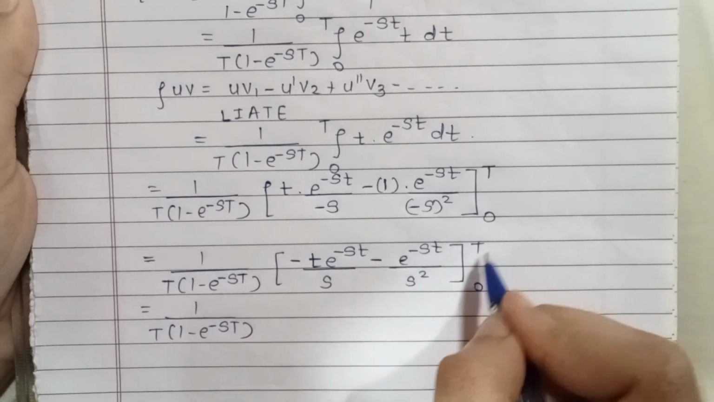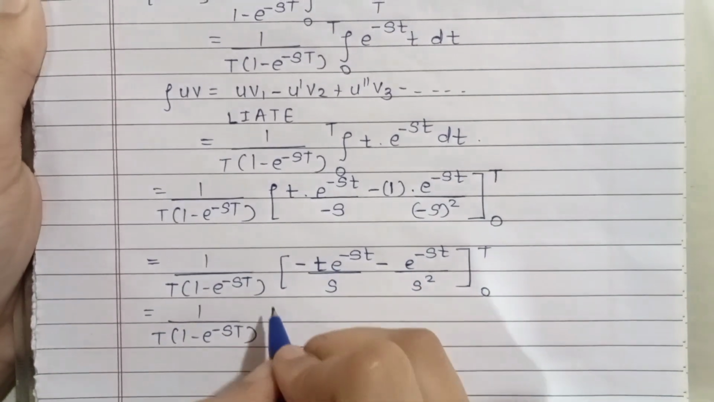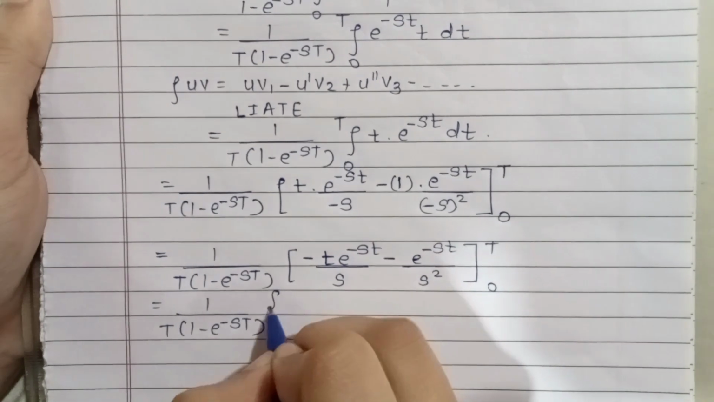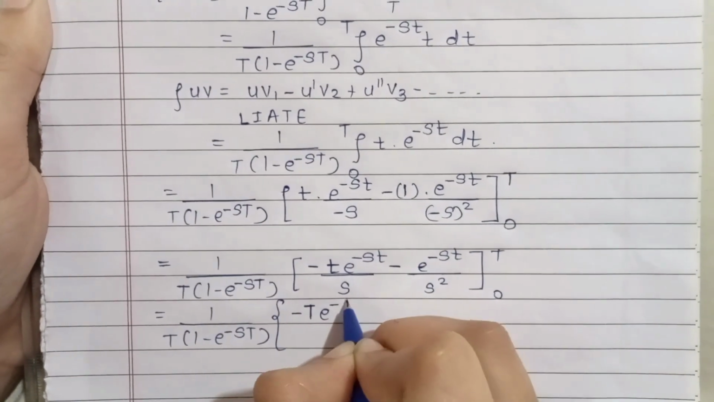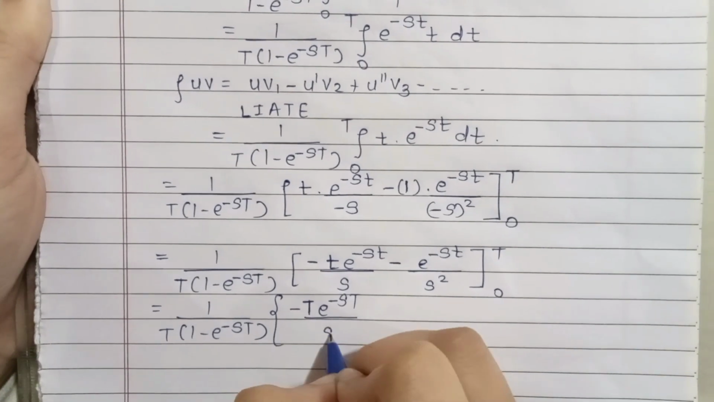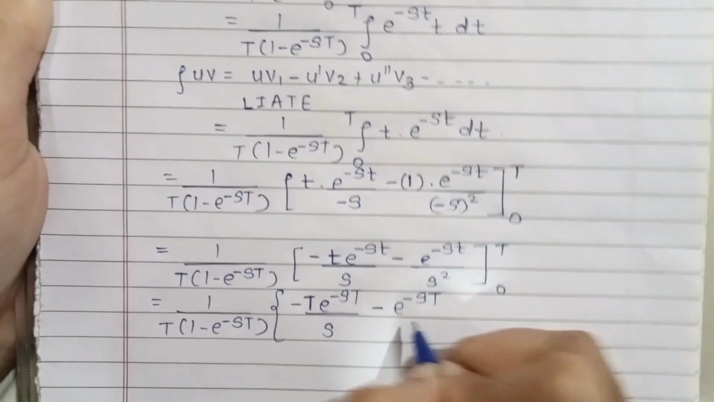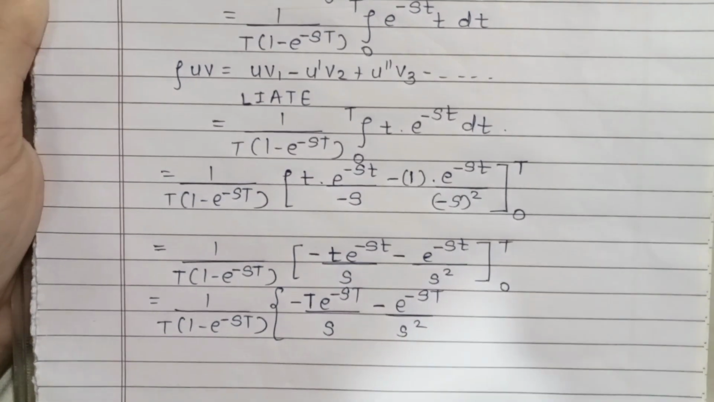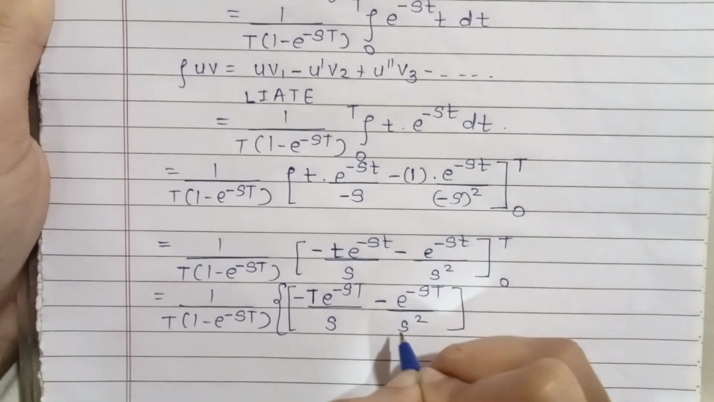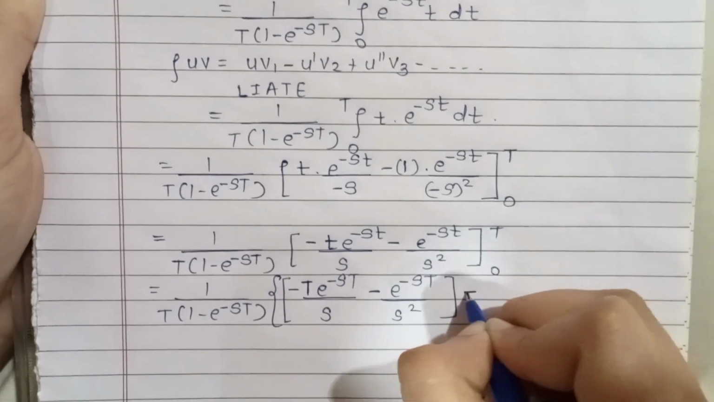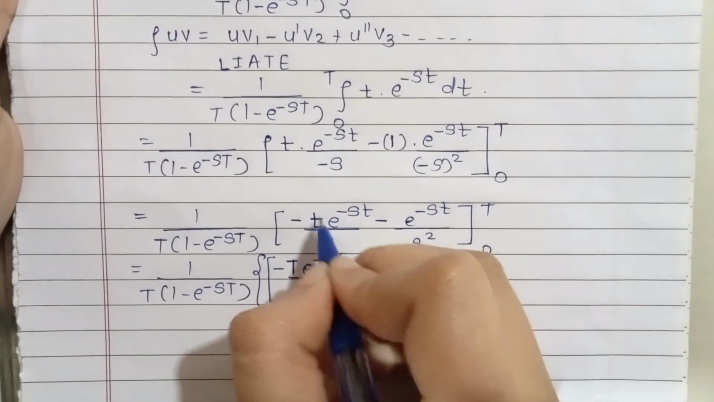Now the upper limit is capital T. We have to replace the small t with capital T. So we will put the upper limit, we'll get minus capital T e raised to minus s capital T upon s, minus e raised to minus s capital T upon s square. Here we will take one more bracket. This is the upper limit. Now minus the lower limit. What is the lower limit? 0. Put 0 in place of t.